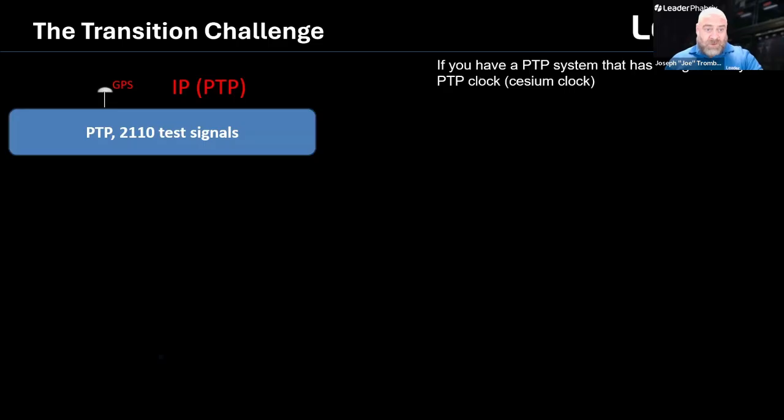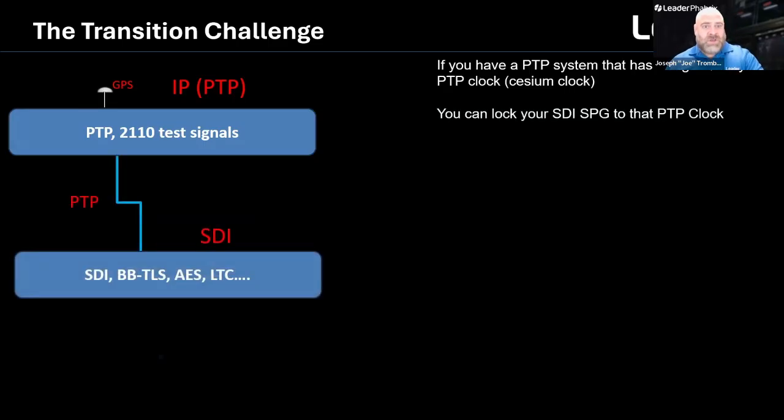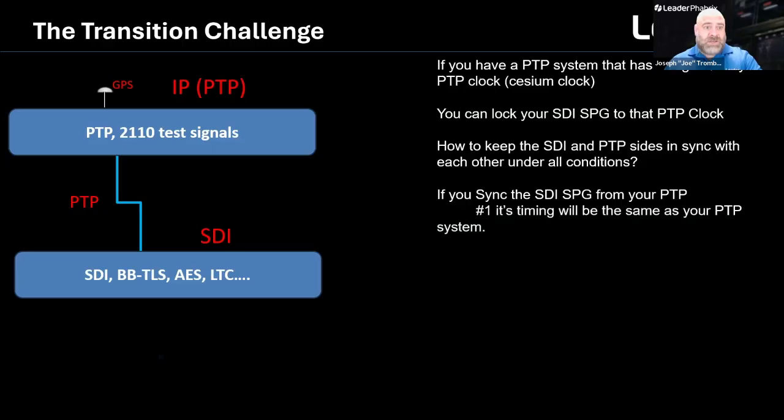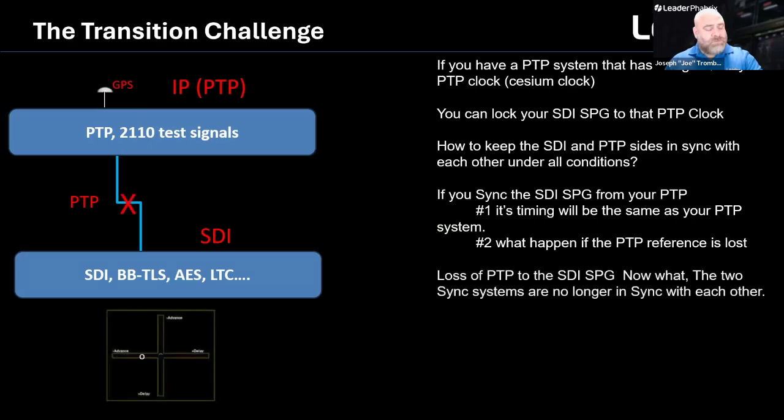So this is the inverse model. We use a high-quality PTP source, potentially a cesium-backed system, and lock the SDI SPG to PTP. That improves timing alignment between the SDI and IP domains, but if the PTP reference is lost, you can still end up with split sync behavior between the two sides. So the main lesson is that picking one domain to feed to the other does not remove the design problem. It only changes which failure mode you have to engineer around. That's why it's recommended to design common source synchronization and a specified failover.